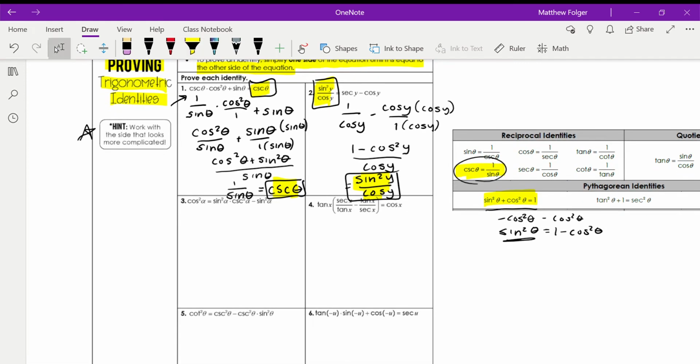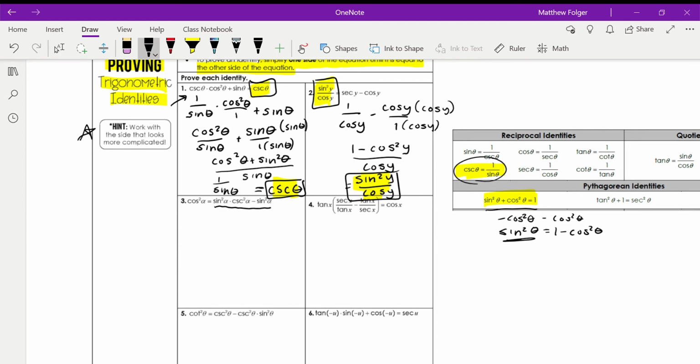Now, number 3 has a very clear, more complicated side. Now let me erase just this line. Let me move this just to get that out of the way. So if you look at the right side of this equation, this is the more complicated side. So this is the one I want to simplify.